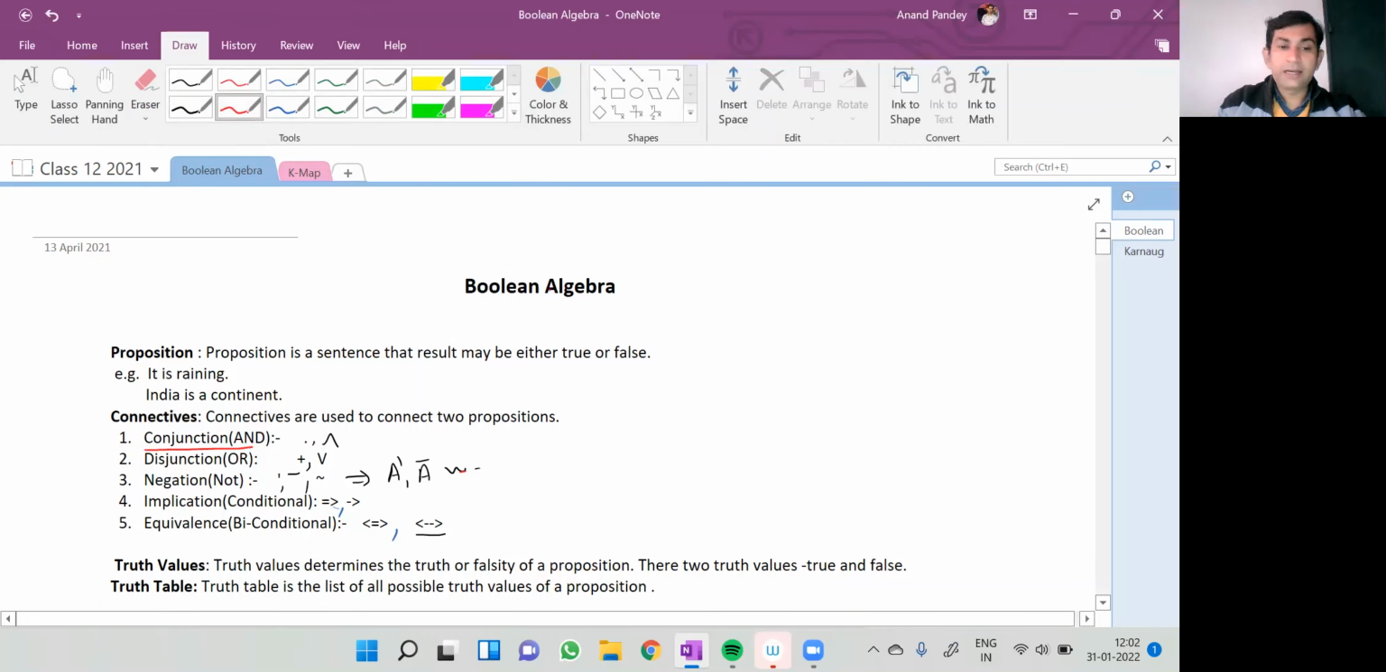Conjunction is also called and. For conjunction, the symbol which we use is dot, or we can use this other symbol. Please remember these symbols, I am introducing them to you. For conjunction or the and operation, either dot or this symbol is used. Please learn both the symbols.